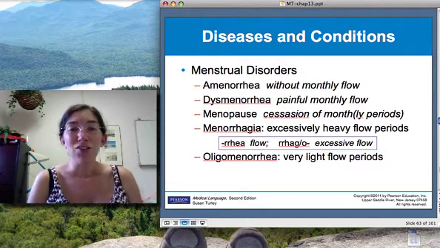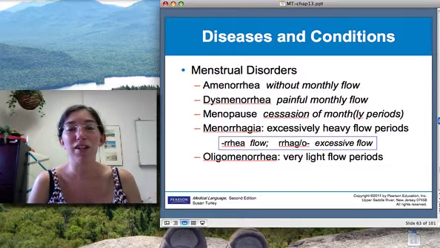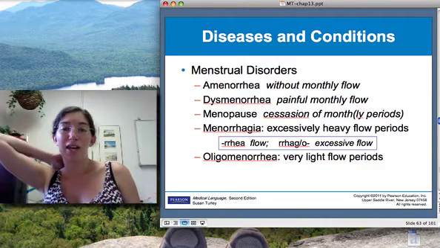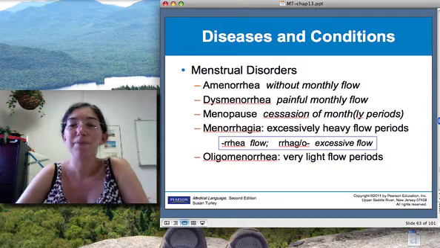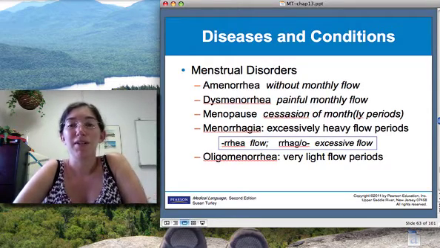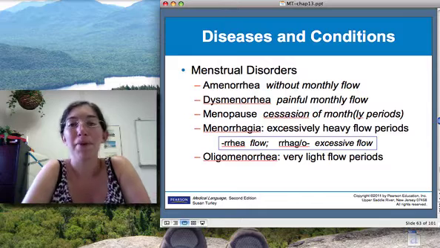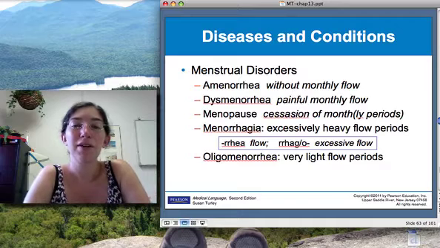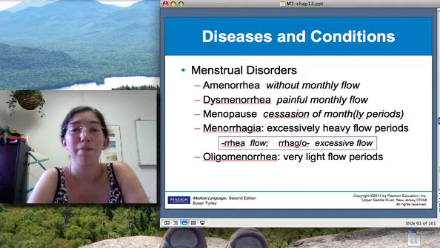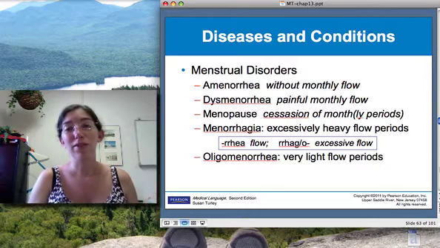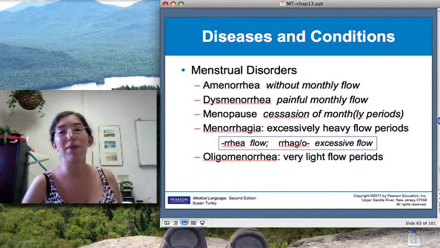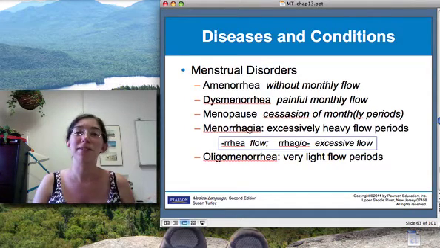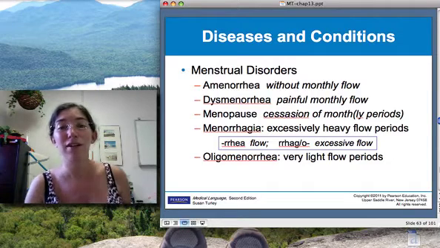So, some diseases and conditions of reproductive physiology. You can have different menstrual disorders. In some ways I feel like anovulation maybe belonged on this slide, but these are all specifically for menstruating, so your menses, affecting your period. Amenorrhea is a condition without menses, without your monthly flow. Someone who's not getting their period, whether because of some kind of hormonal imbalance or, a common reason, malnutrition or an eating disorder.